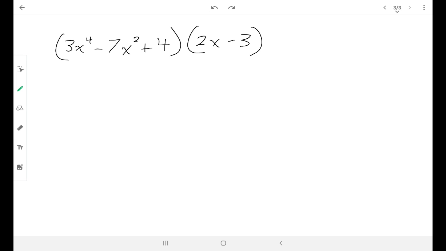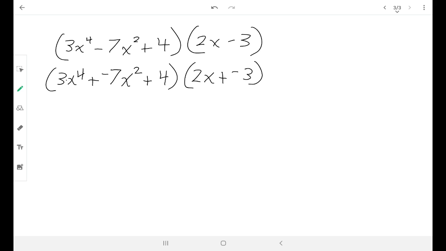This can be rewritten, as you kind of did, as plus negative 7x squared. So minus and plus negative are the same thing. And I do encourage you to write every minus as a plus negative. Okay, so I'm going to write each minus as a plus negative there.